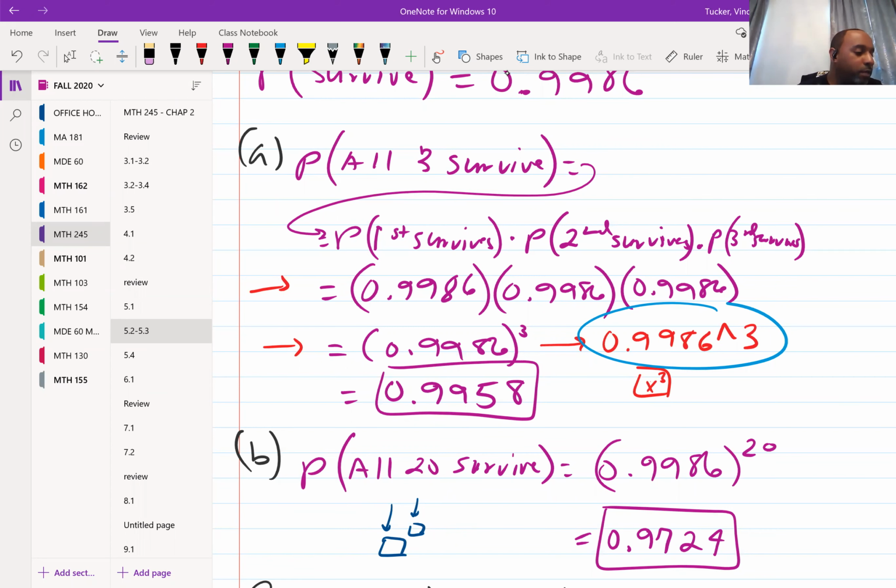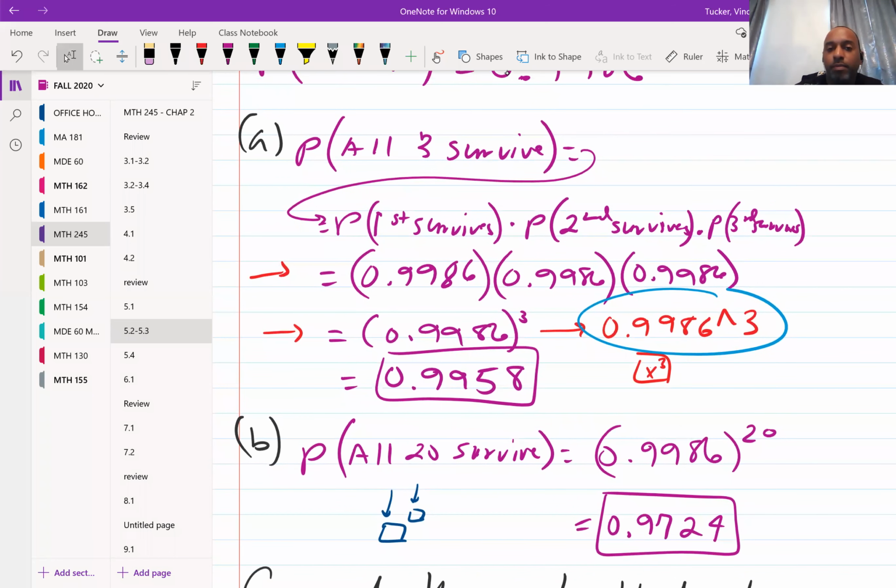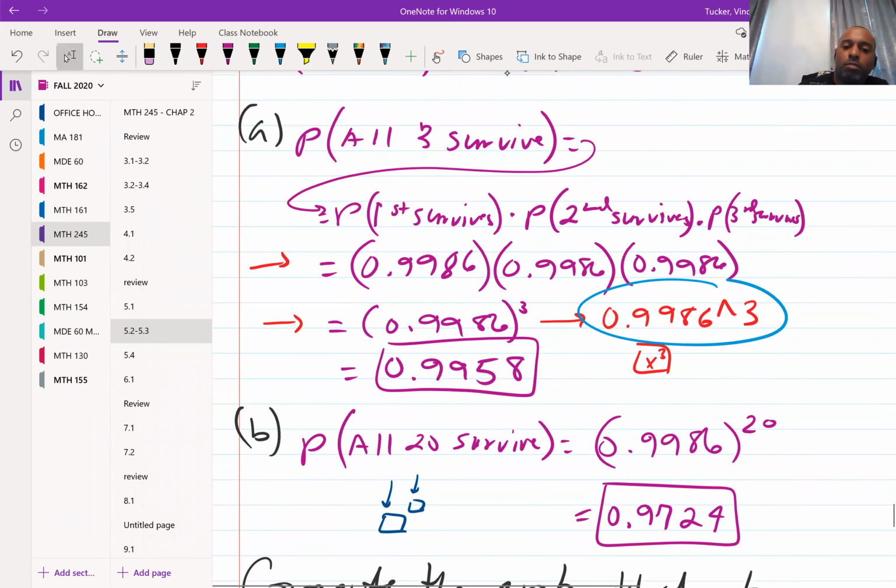So different calculators have different functions that you can use. If you ever have any questions about your calculator, always feel free to ask, and I can do what I can to help you out. Any questions on A or B? All right, let's scroll up. Everybody good?